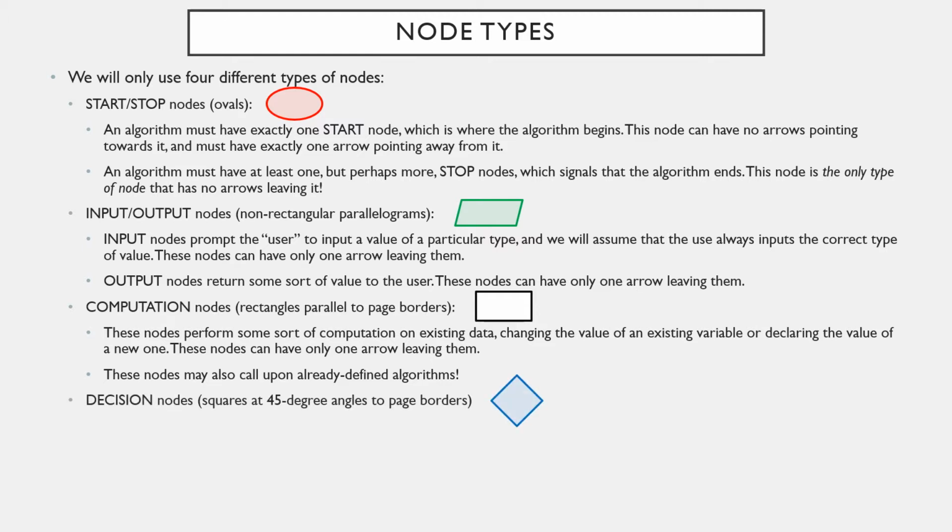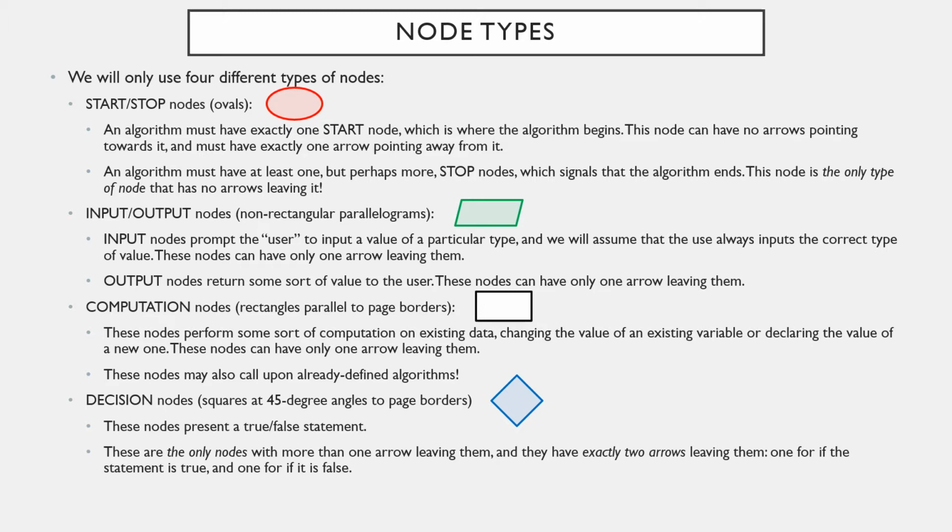A decision node is this blue diamond. These have a statement in them which is either true or false. This is the only node with more than one arrow leaving it, and it must have exactly 2. One is labeled with a true, the other is labeled with a false. Depending on whether the statement inside is true or false, you follow one arrow or the other. This is it. These are the 4 node types. Your start, stop are your red ovals. Input, output, your green parallelograms. Computation, your rectangles. And decisions, your blue diamonds.